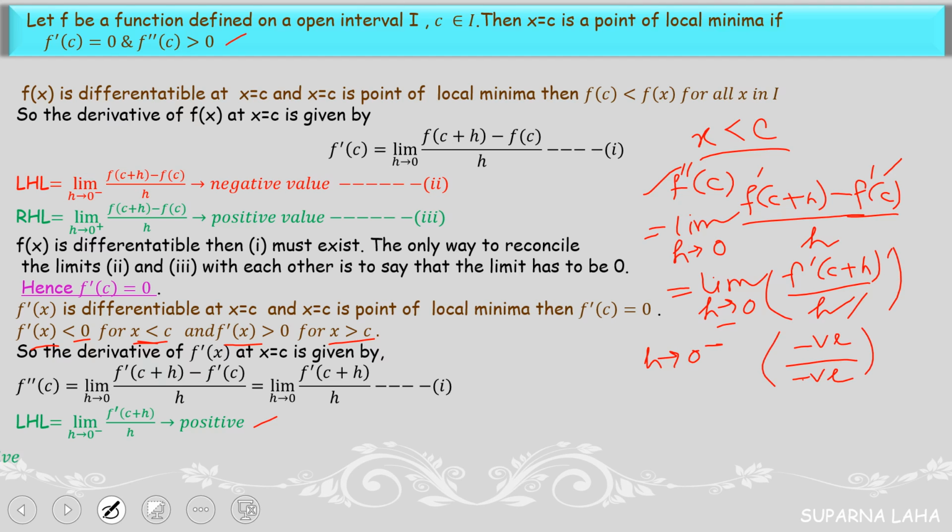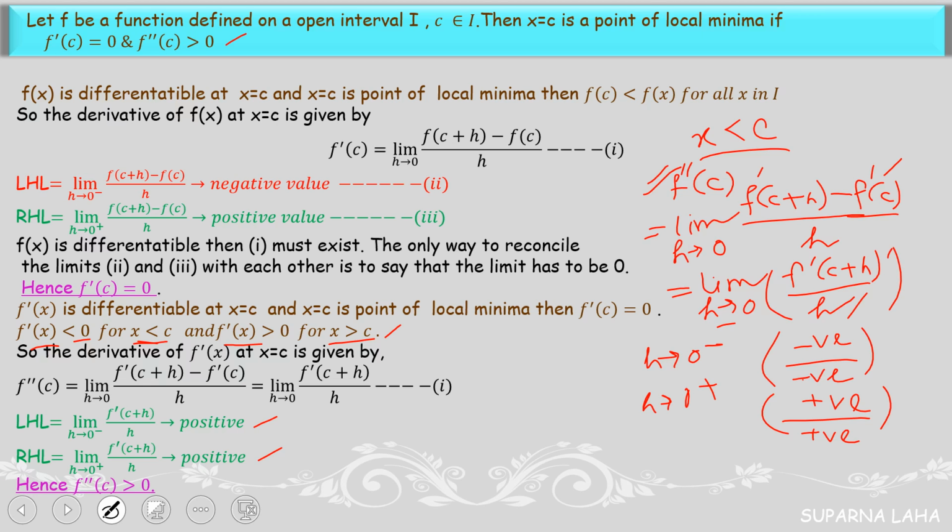And for the right hand limit, h tends to 0 plus, that means h is positive, and for x greater than c, f dash x is also positive. So in both cases we find that the left hand limit and the right hand limit are positive. So if they are positive, that means f double dash c is also positive. So we prove that the second derivative at x equals c is greater than 0. Now combine these two concepts.